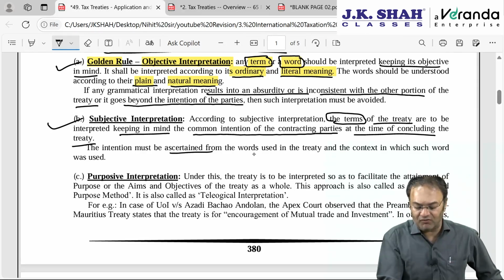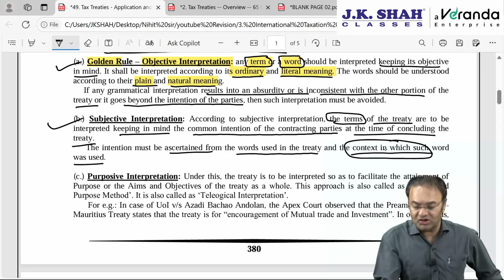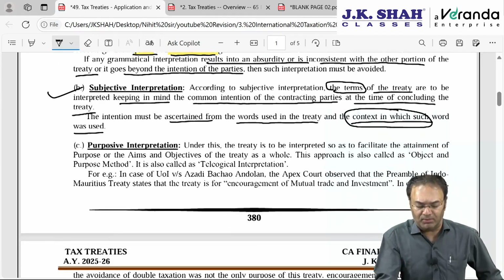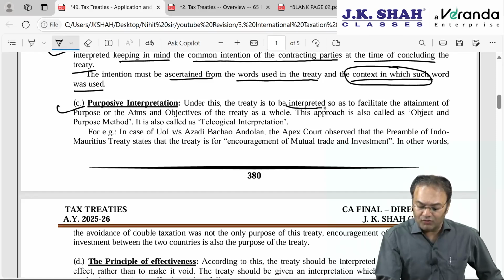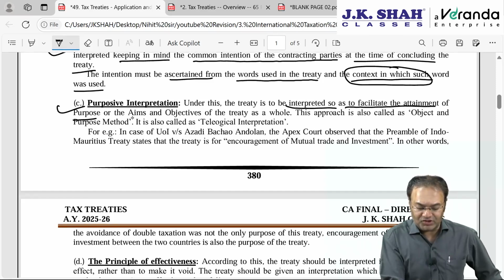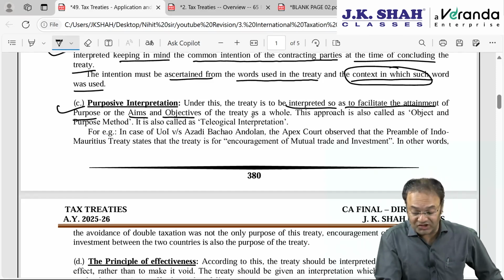Intention must be ascertained from the words used in the treaty and the context in which such word is used. Mainly the context in which the word was used, keeping that in mind you interpret the meaning of that word. Purposive interpretation, don't go according to the title. Under this, the treaty is to be interpreted so as to facilitate the attainment of the purpose or aims or objectives of the treaty as a whole.